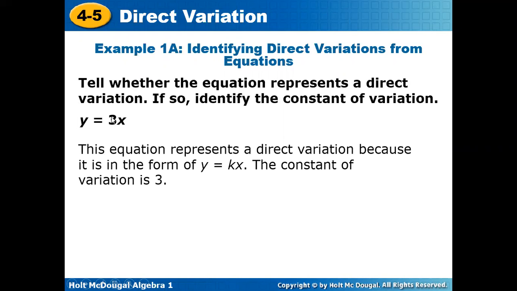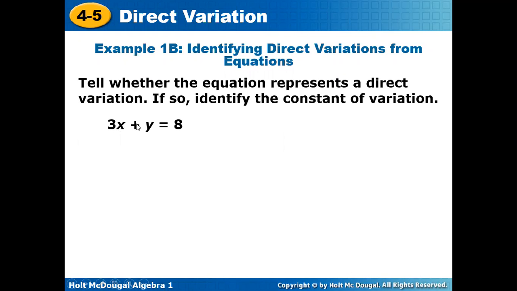This equation represents a direct variation. Why? Because it's in the form of y equals kx, and the constant is this number 3. The constant of variation is 3. So again, if you have a question like this, look at the equation. If y is alone without any coefficient, it equals a number times x, any number except 0. Okay, so this is direct variation.